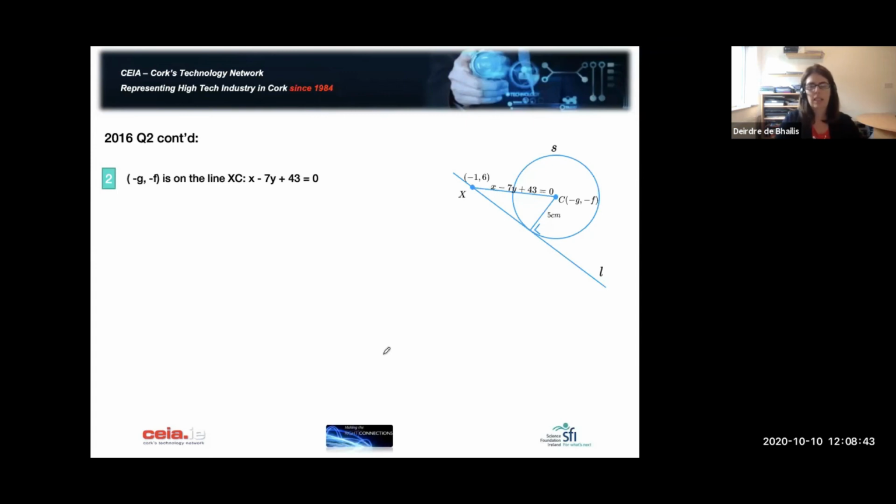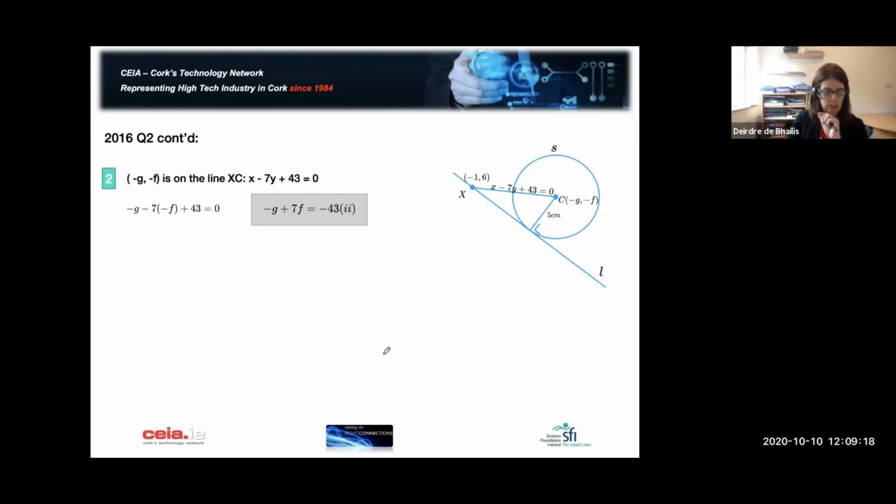So how am I going to get another equation in terms of g and f? Well, the other thing that I know is that that center is also on the line x minus 7y plus 43. So I can put minus g and minus f in place of x and y in that equation, and that will give me my second equation. I have minus g plus 7f is equal to minus 43.